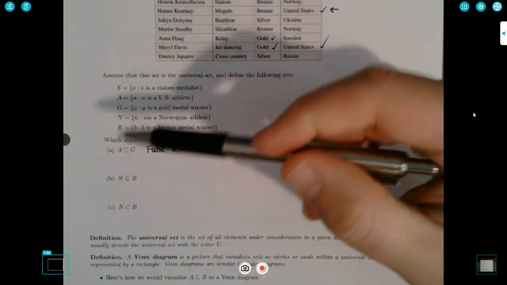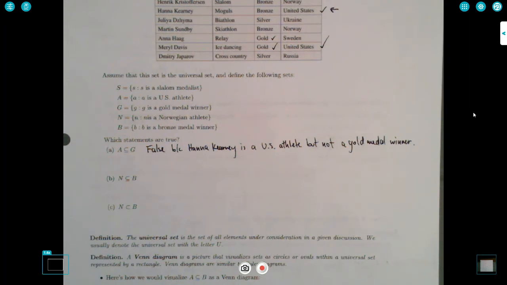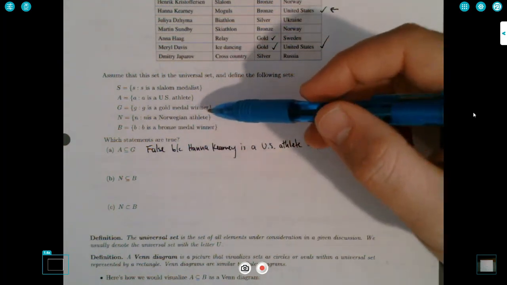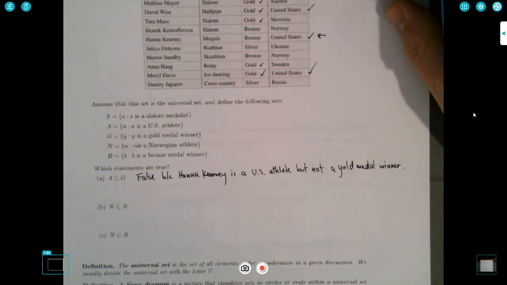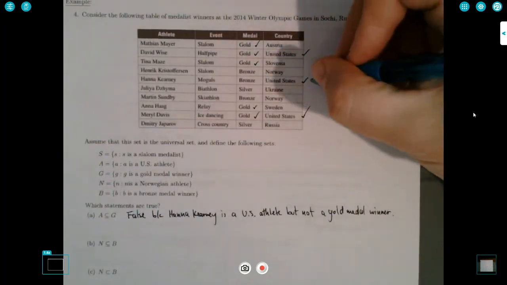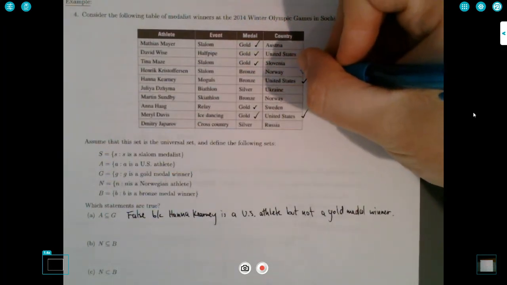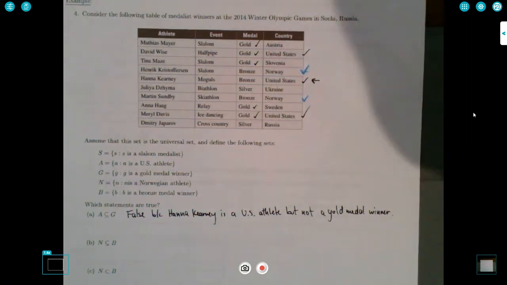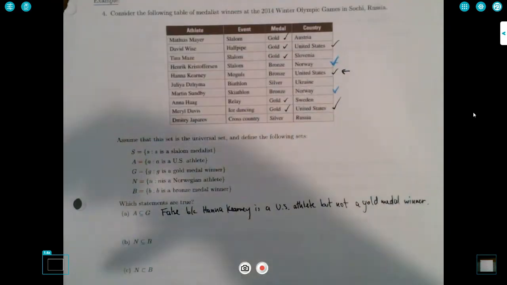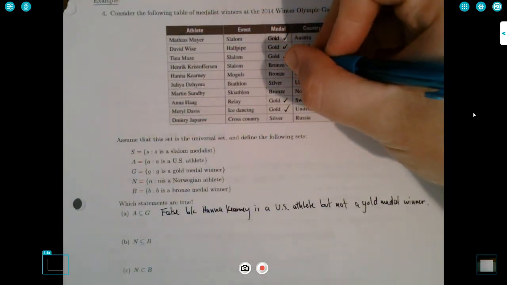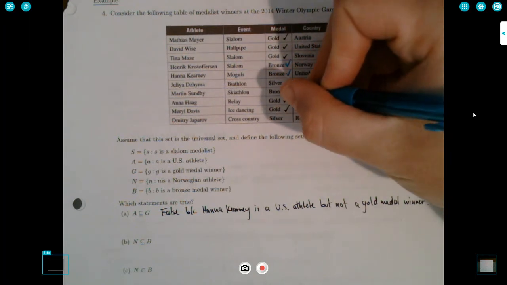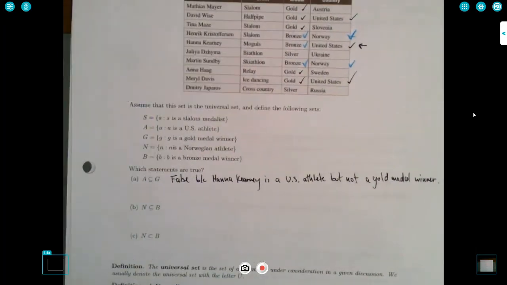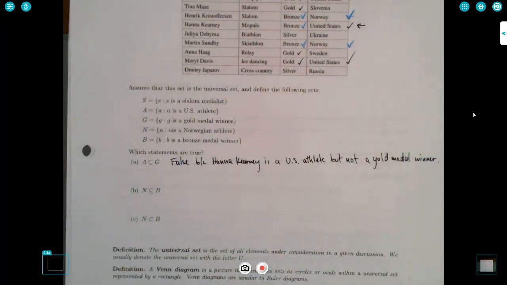Okay, part B. N is a subset of B. Maybe I'll do this one in a different color. N is a subset of B. Well, N is the set of all Norwegian athletes. So N would be if they're from Norway. So that would be this person, and I think that's all the Norwegians. B is the set of bronze medal winners. So where are my bronze medal winners? So that's this person, and this person. Okay? So is it true that the set of Norwegian athletes is a subset of the bronze medal winners?